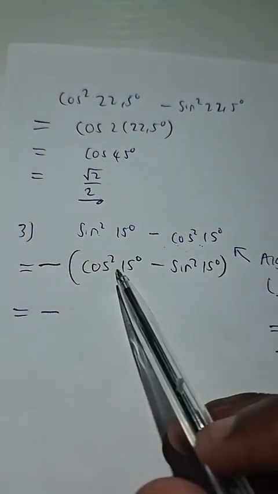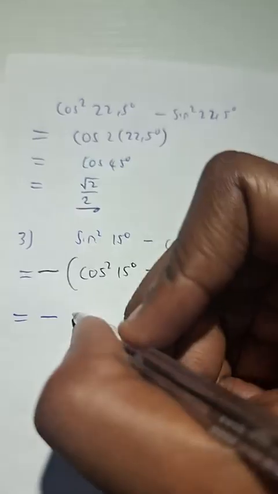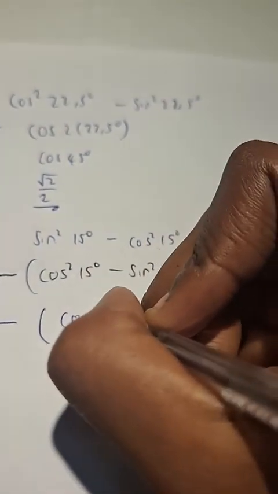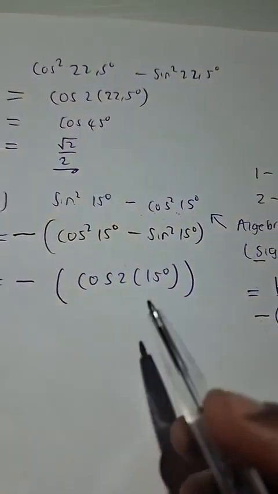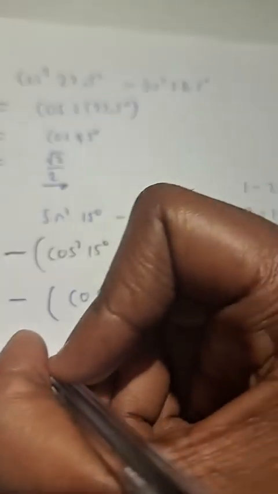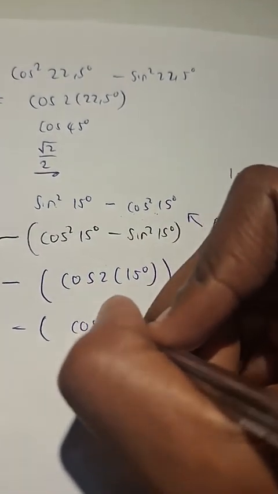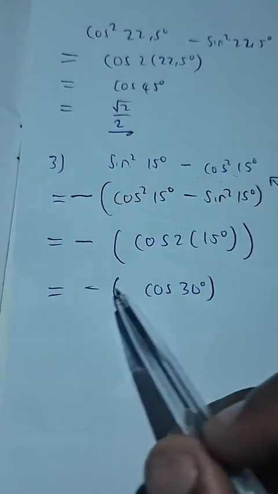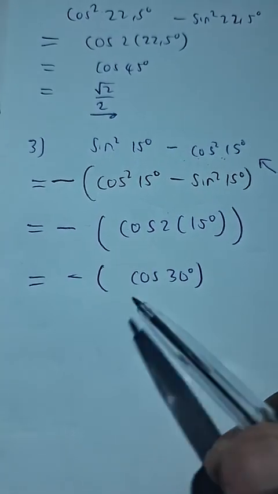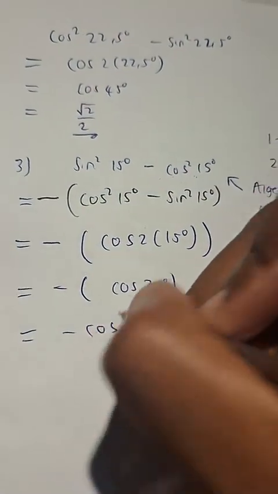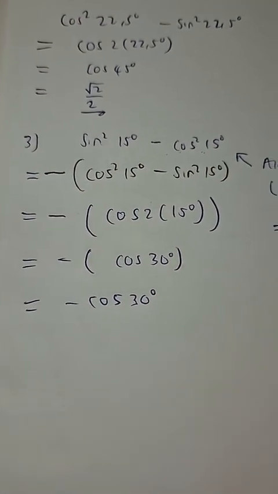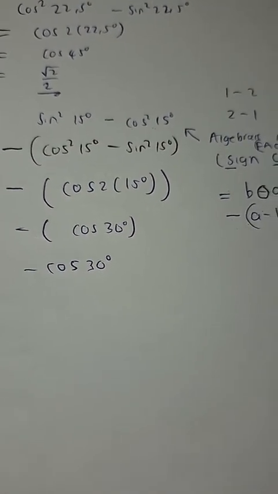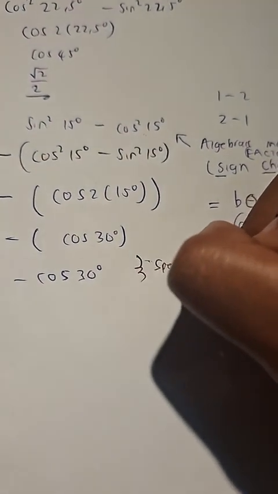Now we have minus, what's cos squared 15 minus sine squared 15? That is the double angle expression of what? Cos 2 times 15 degrees. Okay, right? Then what is cos 2 times 15 degrees? That is cos of 30 degrees. But it's negative, so I take the negative and distribute it into the bracket. That gives me negative cos of what? Of 30 degrees. Now I can go ahead and utilize my calculator, because I can clearly see that this is a special angle.